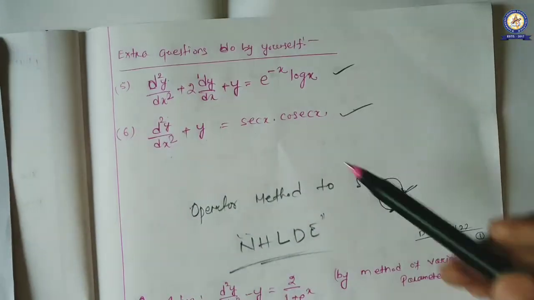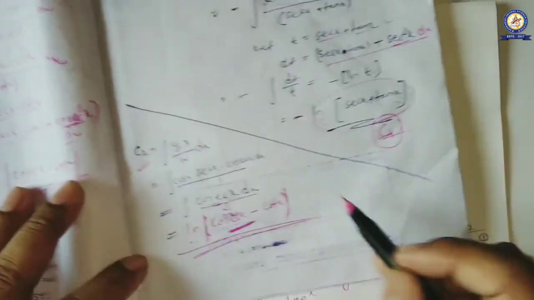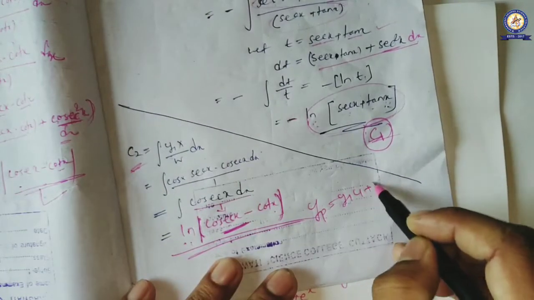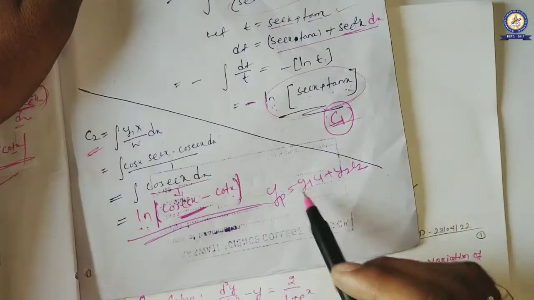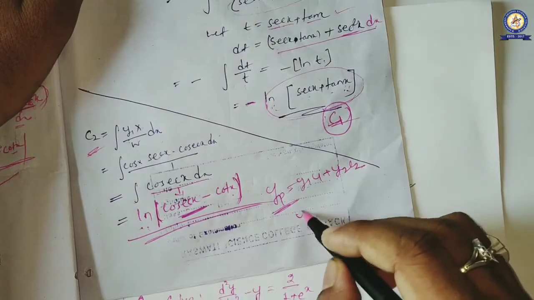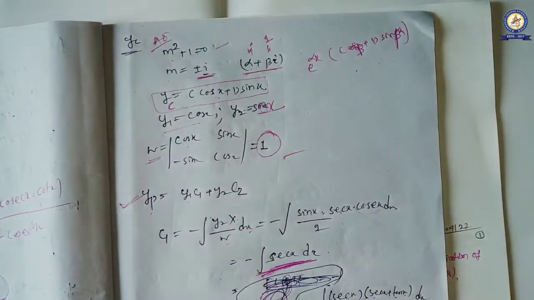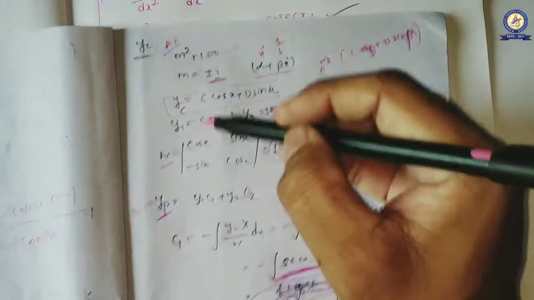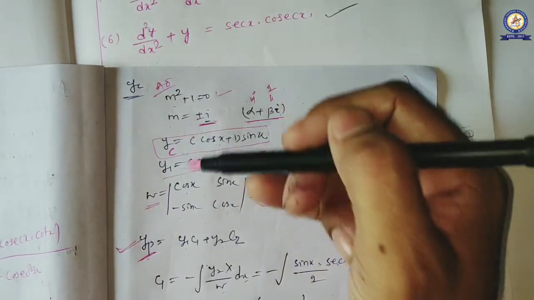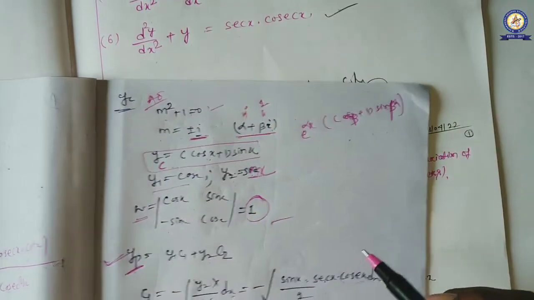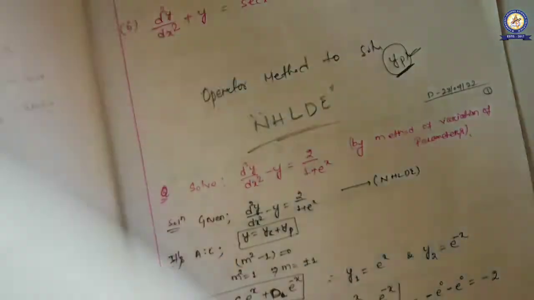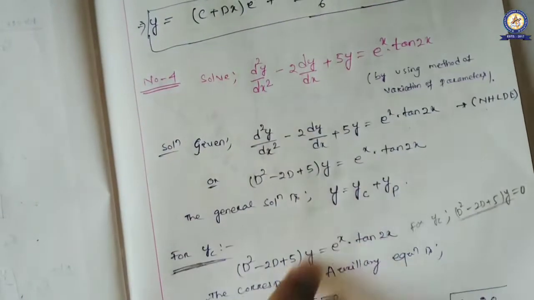So here I discussed two problems. Here we found in this question C1 is this one, C2 is this one. So YP is your Y1 C1 plus Y2 C2. Y1 we already found, this is your cos x and sin x. You just multiply and you can get YP, and Y is nothing but YC plus YP. So here I discussed all the steps regarding YP, and I suggest that all of you write in your notes in proper format, in the way we discussed the problems in our last class.